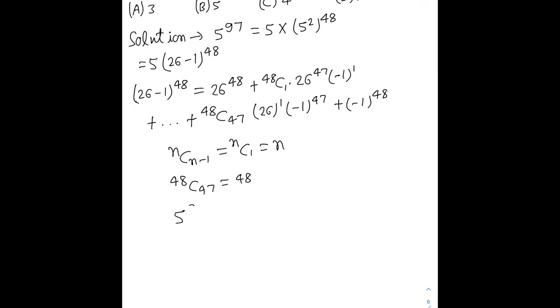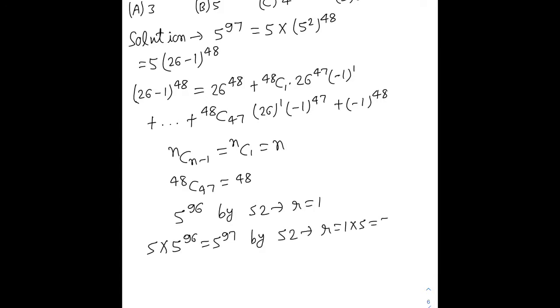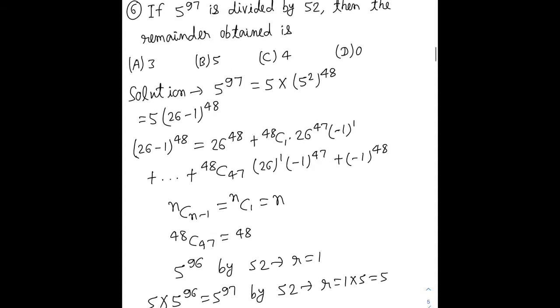So when you divide 5 raised to power 96 by 52, you are getting remainder as 1, but then you will multiply 5 raised to power 96 by 5 to make it 5 raised to power 97. So the remainder will also get multiplied by 5. So r equal to 1 into 5. You will get 5 as the answer. So it is present in option number B.